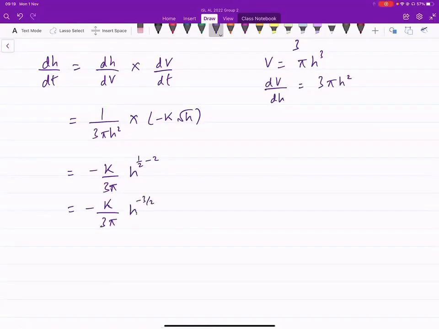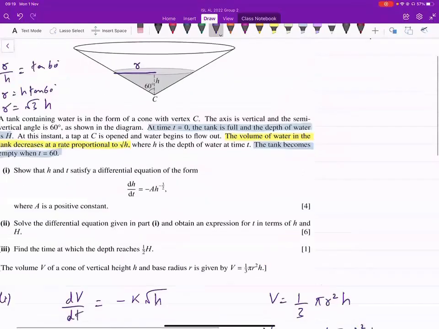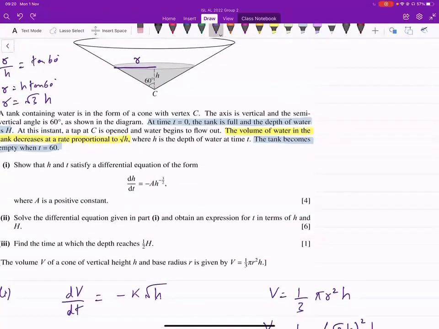Does this make sense? The bottom is positive, when it comes to the top it becomes negative. So you have got minus k over 3 pi into h raised to power minus 3 over 2. We needed h raised to power minus 3 over 2 there.